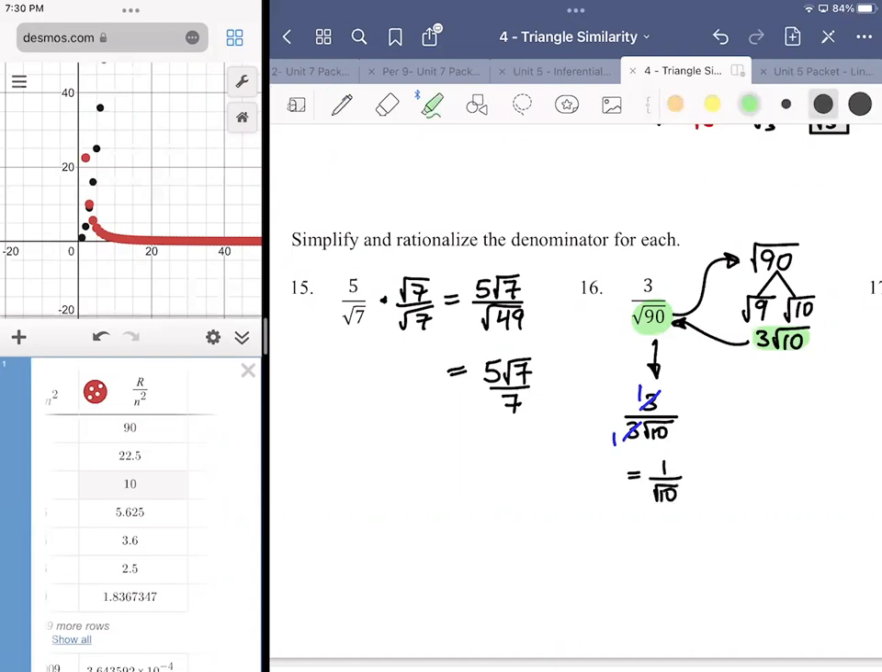But I want to rationalize the denominator, right? So rationalizing the denominator means that I want to have a rational number. I want to make the denominator rational, just like I did over here. Let me see the highlighter. So to do that, I multiply top and bottom by the radical I want to get rid of, in this case, rad 10. So 1 times rad 10 is rad 10. Rad 10 times rad 10 is just 10. Right? Because it's rad 100, square root of 100 is 10.